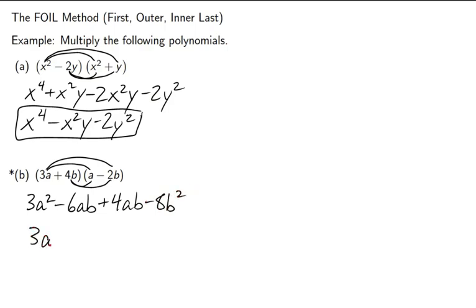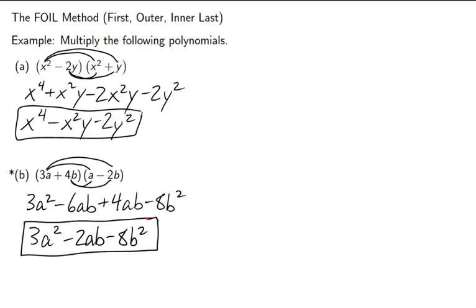So if I simplify this, I get 3a squared minus 2ab minus 8b squared, and we are finished. Hopefully you got that one right. If so, good job.